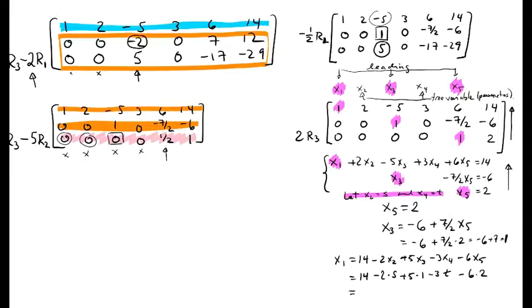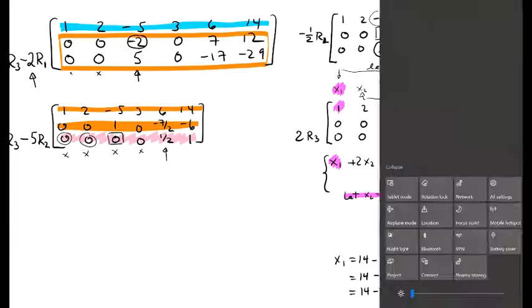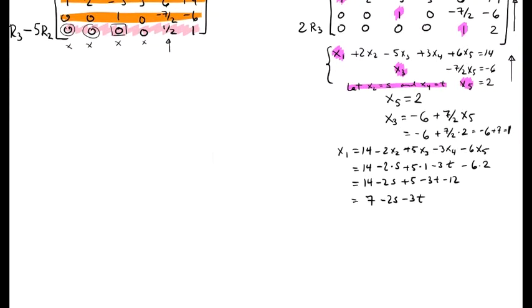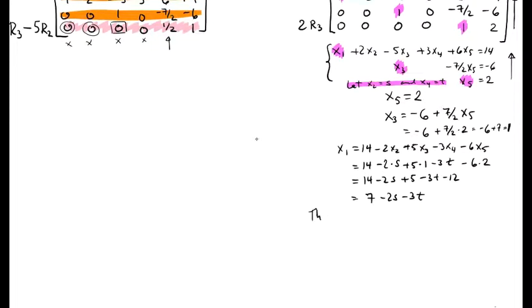So once you solve for x1, you get, well, simplify. Here you get 14 minus 2s plus 5 minus 3t minus 12. Let me group that together. 14 plus 5 is 19, minus 12, 7 minus 2s minus 3t. So we're kind of done now, so we're going to regroup everything together.